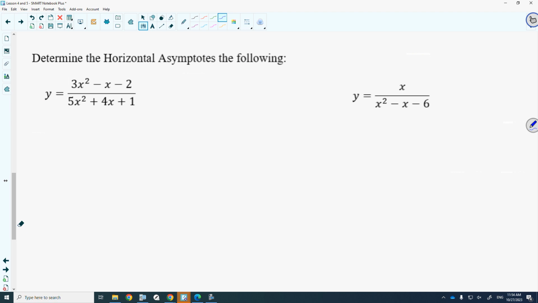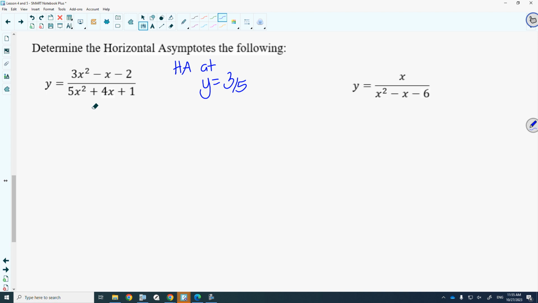Okay, degree of top equals degree on bottom. Where is there an HA for this graph? Top degree equals bottom degree. Oh, and where's there an HA? At 3 over 5. So I know that there's going to be a horizontal asymptote at y is equal to 3/5. We'll do just one of these questions using limits. Actually, no, we'll do this one doing limits. Okay, so let's prove it.